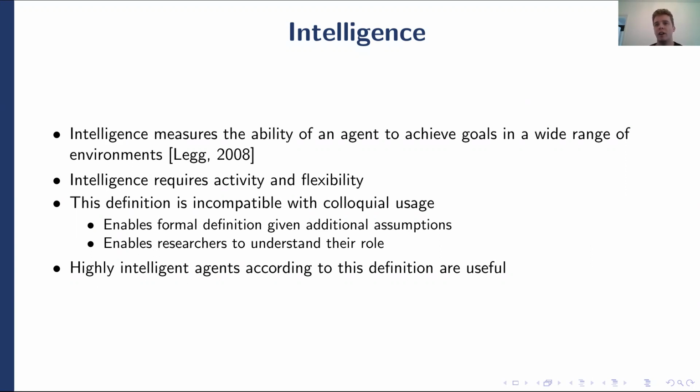Now, this definition does not come out of thin air. Shane Legg in 2008 collected a large set of definitions of intelligence and found out that almost all of them could be reframed to agree with this definition that I'm presenting to you. So let's take a little look at each of the components of this definition.